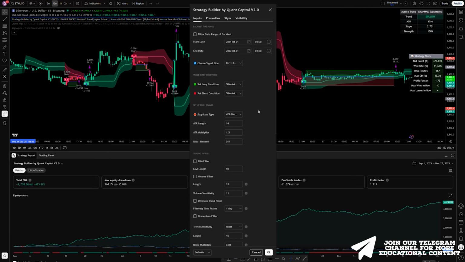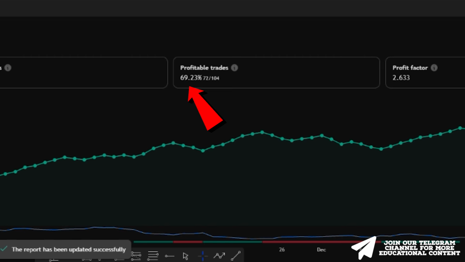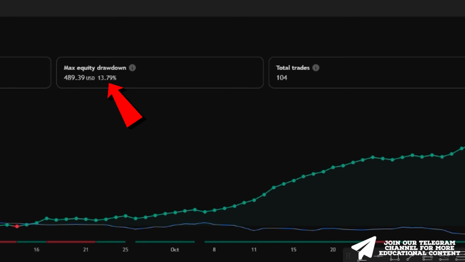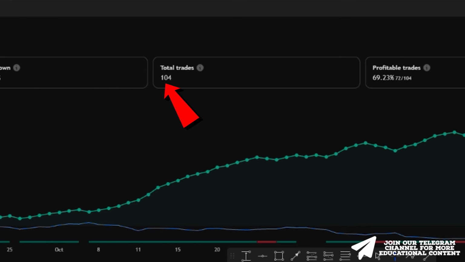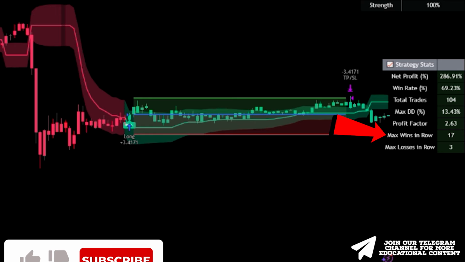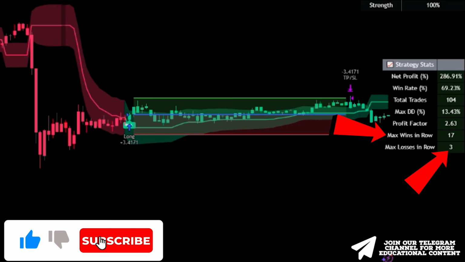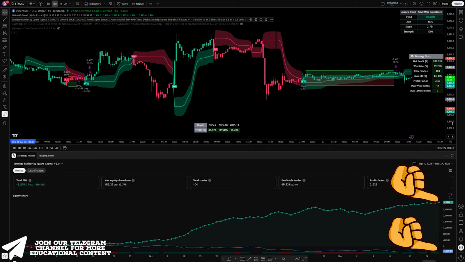So, open the Builder settings, where our filter is already integrated, and click here to enable it. Voila, we boosted the win rate to about 70%, lowered max drawdown to 13%, and although net profit dipped slightly, it came from less than half the number of trades, meaning the profit per trade improved dramatically. The remarkable part is that the strategy delivered 17 consecutive wins versus only 3 losses in a row. The equity curve looks amazing, crushing the buy and hold strategy.